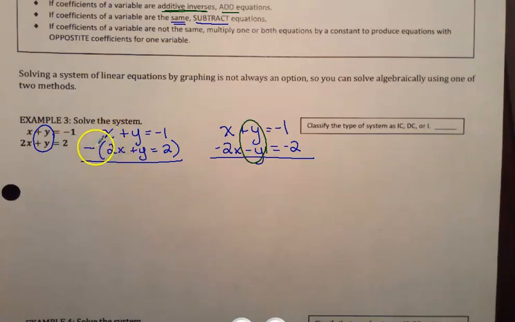So x minus 2x, we're doing the math down and across. So x minus 2x is -x. Y minus y is 0. There's nothing there, those cancel. So you can cross them out, you can put 0, doesn't matter. -1 minus 2 gives me -3. So I'm left with -x equals -3. I'm going to divide by -1, and I get x equals a positive 3.